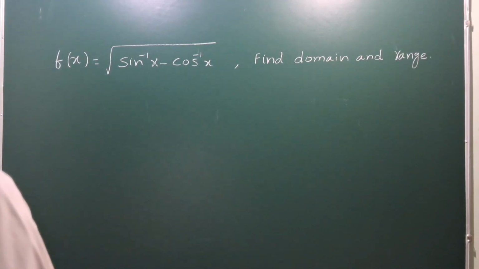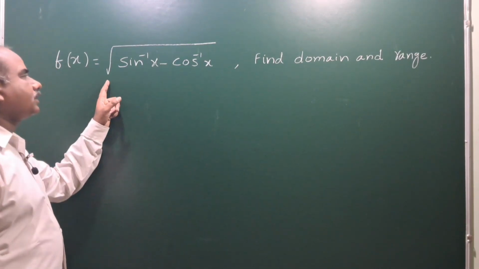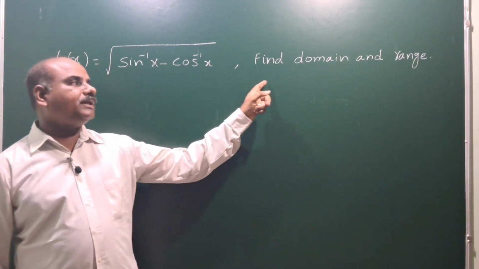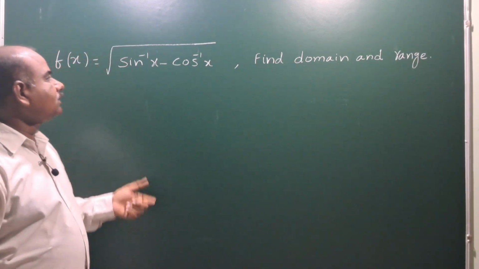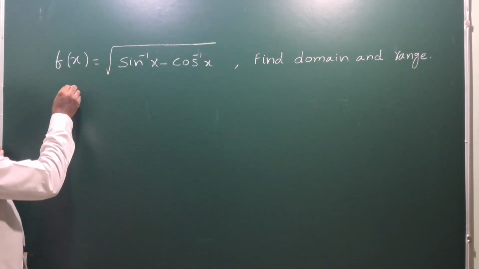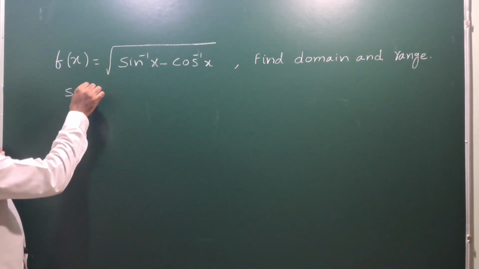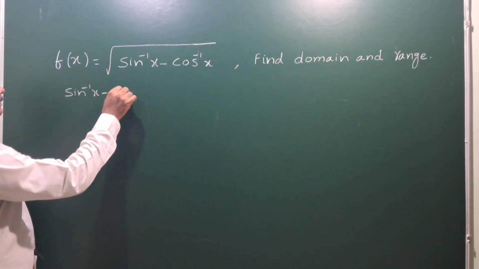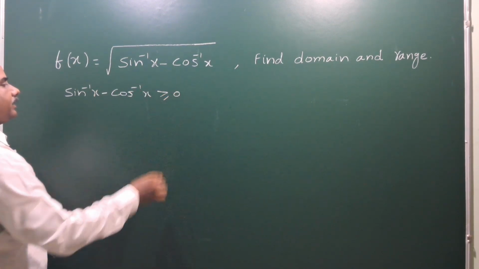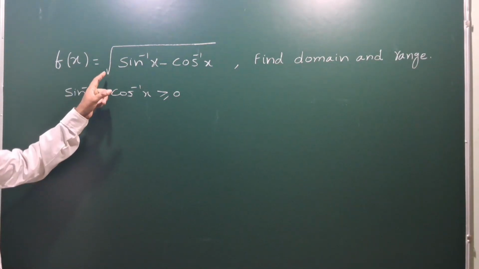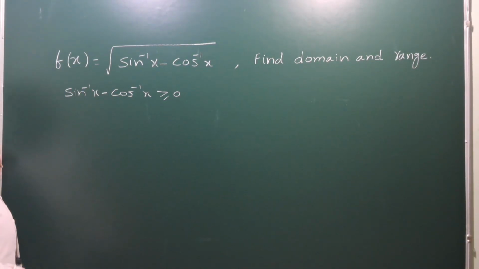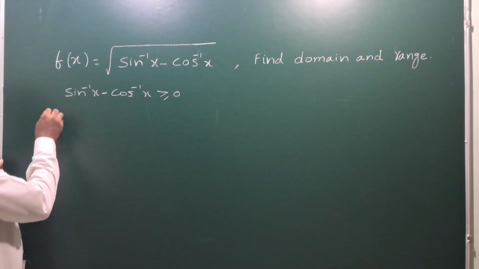Okay, next one. f(x) is given like this: square root of sin inverse x minus cos inverse x. We have to find the domain and range of this function. Since it is a square root function, it exists for sin inverse x minus cos inverse x greater than or equal to 0.